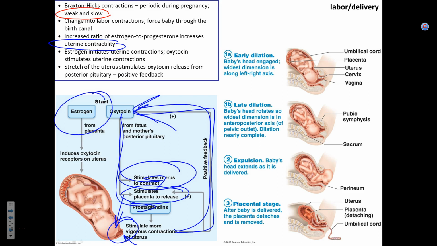Okay? So the baby is eventually pushed out. Baby is pushed out, no pressure, oxytocin is not released anymore, contractions basically cease. Make sense? Once the baby is out, it's delivered, the umbilical cord is cut, the placenta detaches and is removed. Okay. Good?